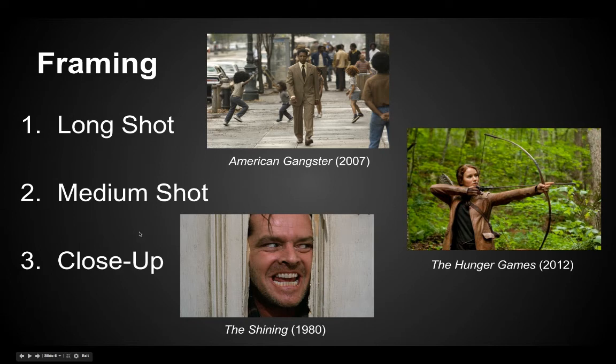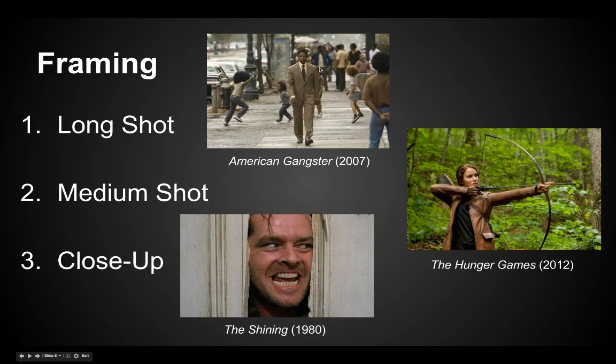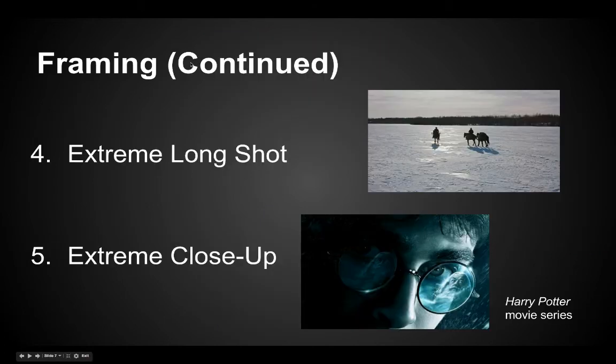So, think about the different reasons why you might want to frame a shot this way. We can go over this in class, but I'd like you to at least have some ideas as to why you might want to use a long shot, a medium shot, or a close-up. To continue with framing, then there's an extreme long shot. So beyond just showing the body, we're also getting the scene. So we can't really see who those people are. That's why it's an extreme long shot.